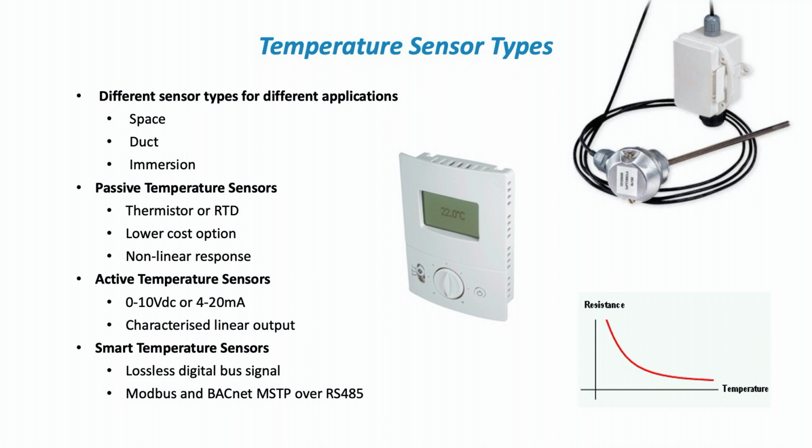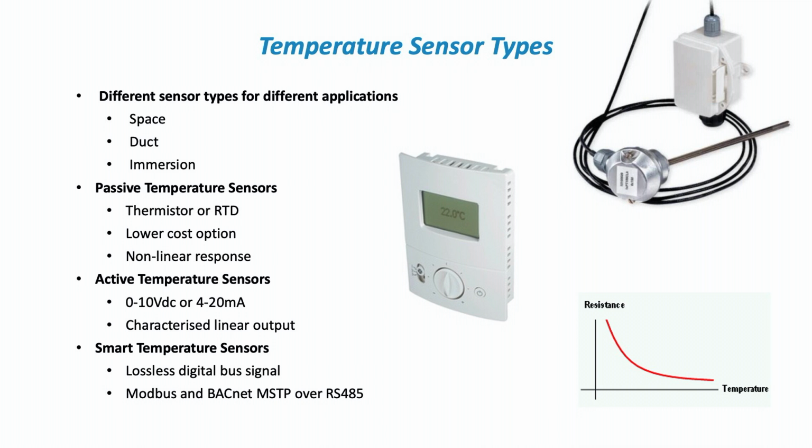Duct and immersion sensors have a long probe on them. Immersion sensors tend to have that probe filled with a potting compound. What this means is that if you use an immersion sensor in a chilled water system, then condensation can't form inside the sensor itself, causing damage to the sensing element. Duct sensors don't always have those, so the two are not necessarily interchangeable.